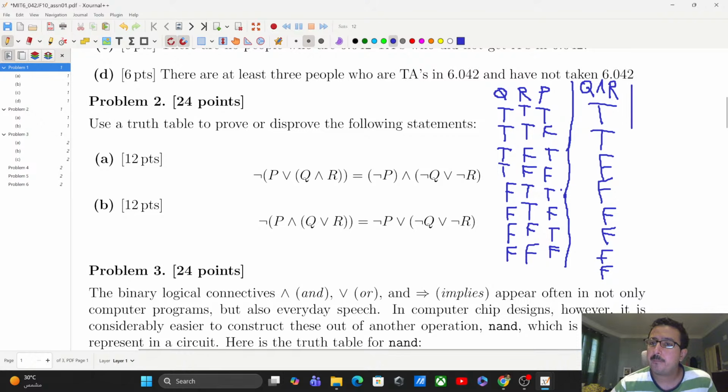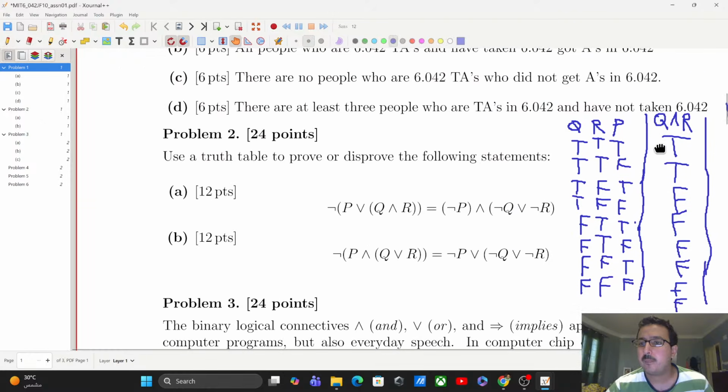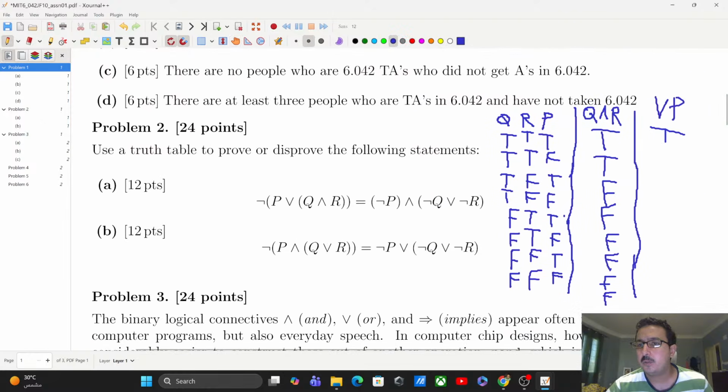Or P. So I got this or P. This true, true. Oh my god. True. I got true, false, true, false, true. Got false, false, false. Got true, false. Wait, where am I? How many? 4. 1, 2, 3, 4.